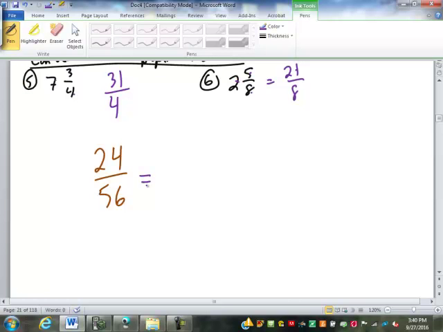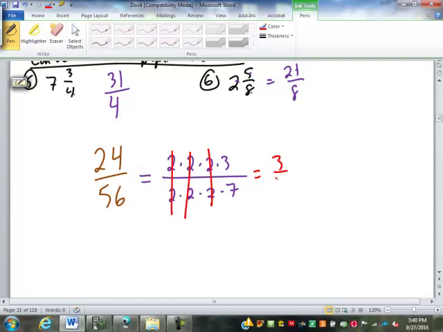So you could take these and factor them out. 24, we factored as 2 times 2 times 2 times 3. 56, 2 times 2 times 2 times 7. And as we reduce that, now we divided by 8 right away because you saw that. We could have divided by 2 several times. But to reduce this, all we're doing is canceling out common factors. There's a 2 in common. There's another 2 that they have in common. And another 2. So we're left with 3 over 7.